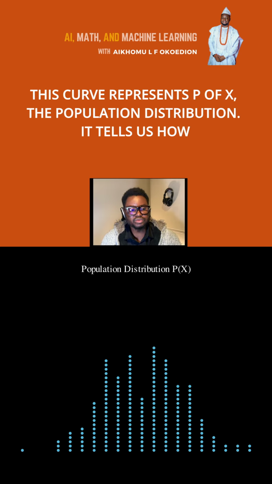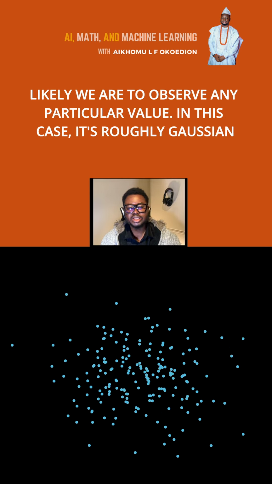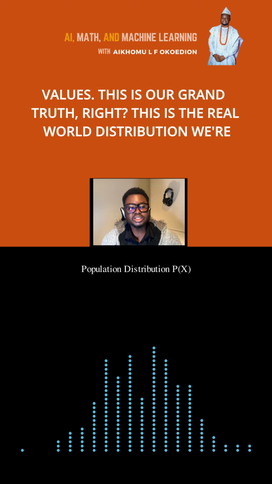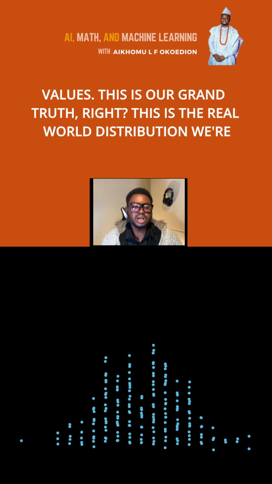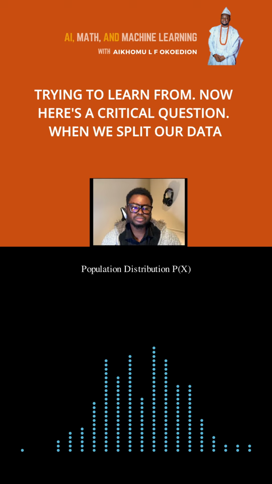This curve represents P of X, the population distribution. It tells us how likely we are to observe any particular value. In this case, it's roughly Gaussian or bell-shaped. Most observations cluster around the center with few extreme values. This is our ground truth, right? This is the real world distribution we're trying to learn from.